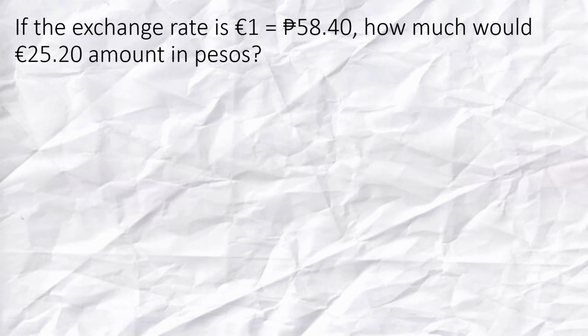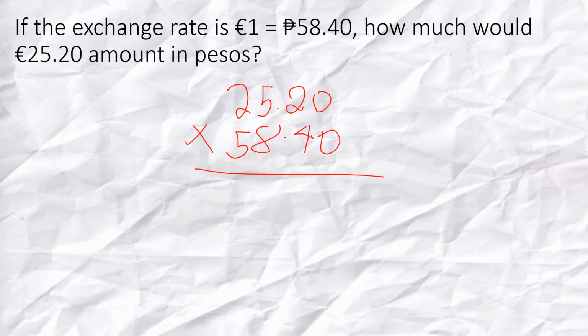Next, how about if we have a problem solving? If the exchange rate is 1 euro for every 58 pesos and 40 centavos, how much would 25.20 euros amount to in pesos? To do that, we simply multiply 25.20 euros by 58.40 pesos. So 0, 0, 0, 0.